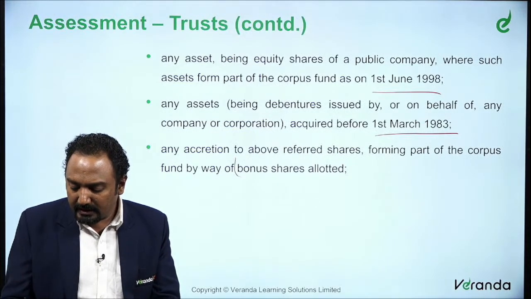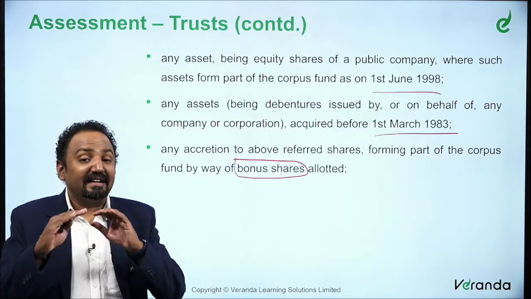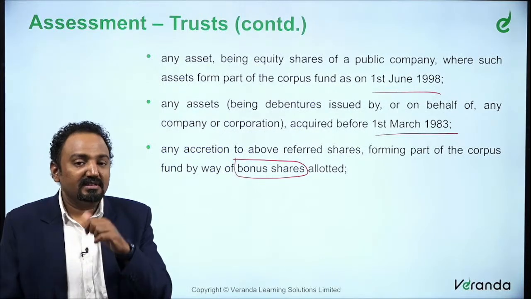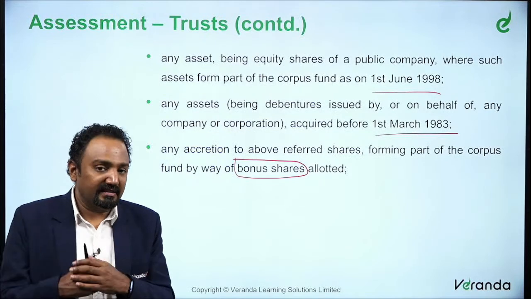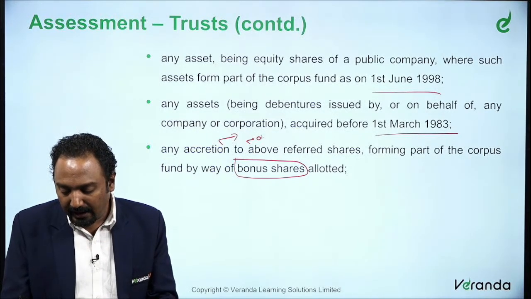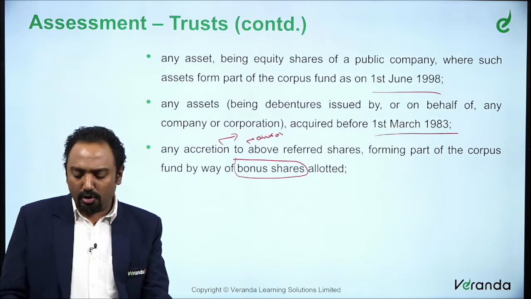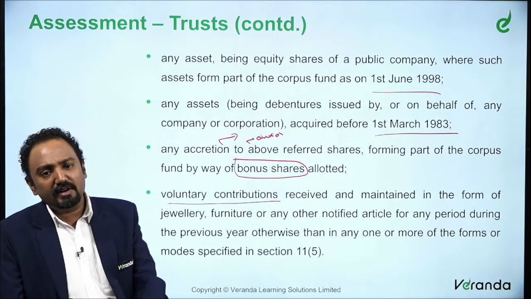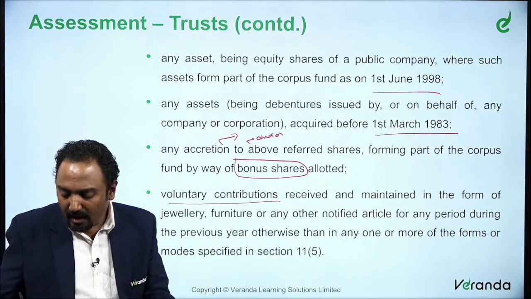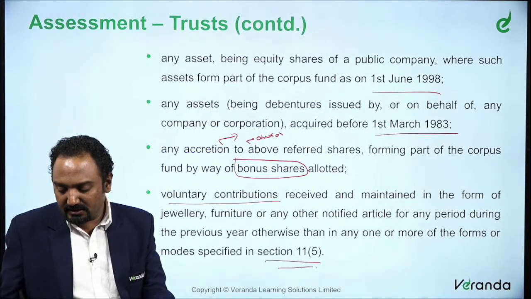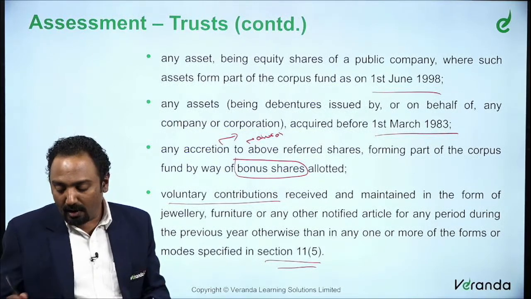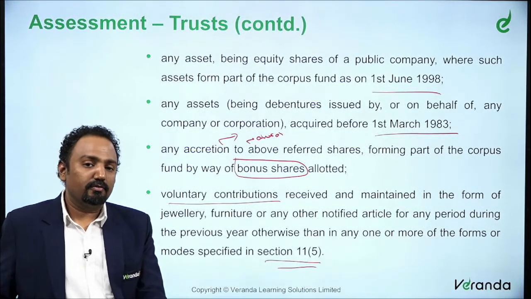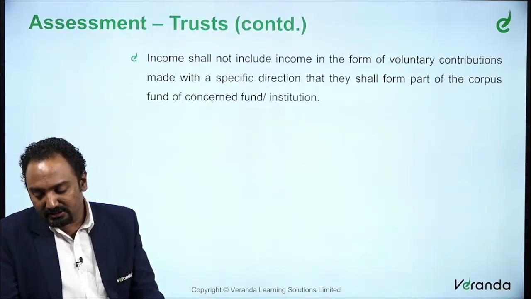And apart from that, whatever is an accretion, what do you mean by accretion? It is an addition, a natural addition. It is not like I bought 10 shares, I am again buying 15 shares. This is not accretion. I have bought 10 shares, now the company is giving a bonus in a 1:1 ratio, so I am again getting another 10. This is accretion, it is a natural process. When you say natural process in shares, what does that mean? It means bonus shares. So, that is what is there, part of the corpus fund by way of bonus shares allotted. And it will also include voluntary contributions received and maintained in the form of jewellery. So, this is also allowed, where the base section is section 11(5). So, they can receive these voluntary contributions and maintain them in the form of jewellery, furniture or any other notified article for any period during the previous year otherwise than in any one of the forms prescribed under section 11(5). So, these are the conditions about these things.